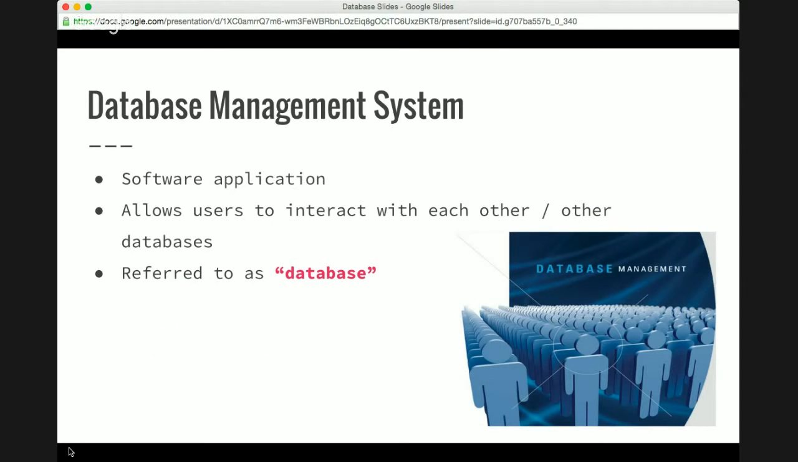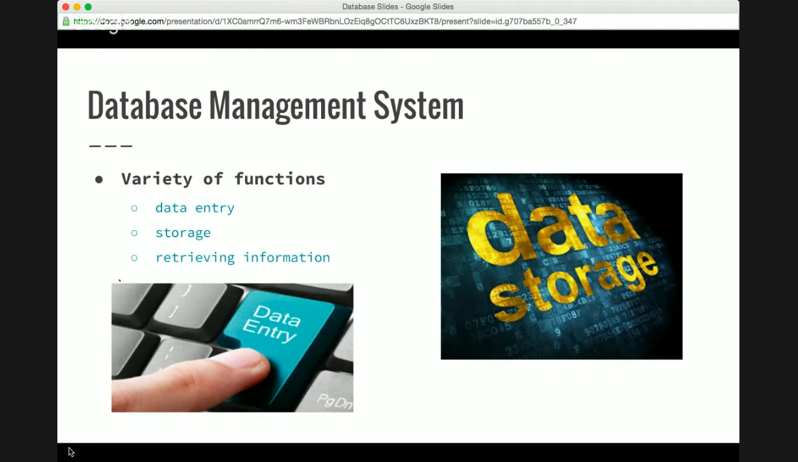Database management systems are software applications that give users the ability to interact with one or more databases. Restrictions can exist. Sometimes database management systems are referred to simply as a database. Database management systems have a variety of functions that they must have in order to be a proficient system. First of all, data entry is a key function. They also must be able to store and retrieve large amounts of data.